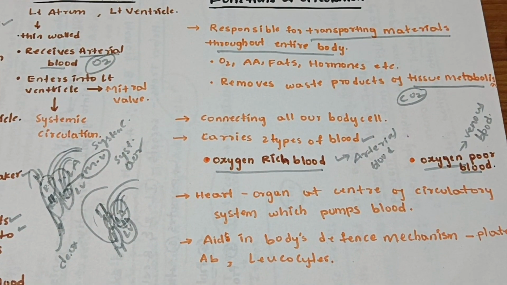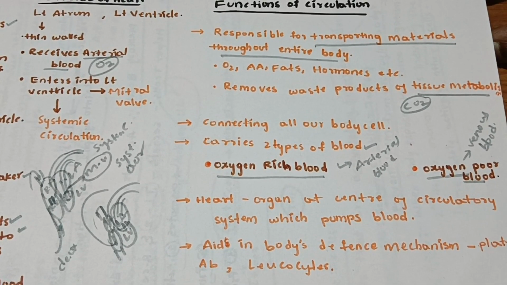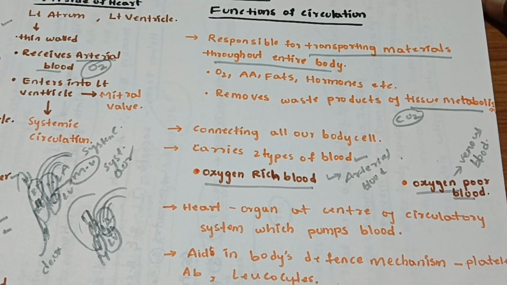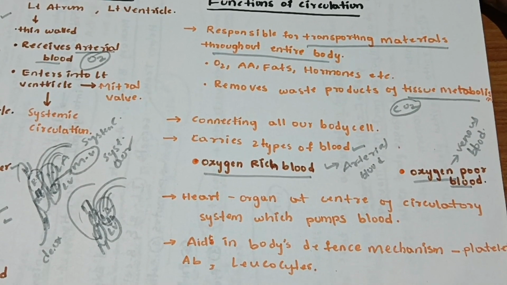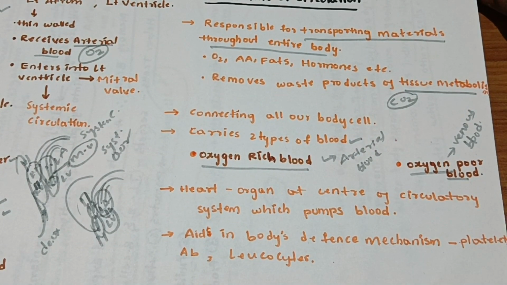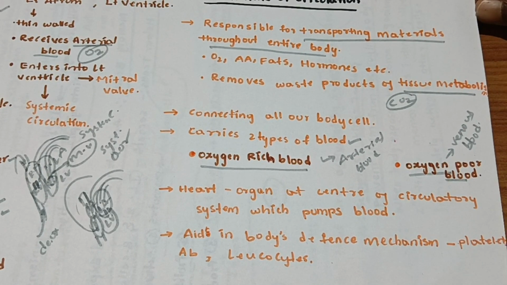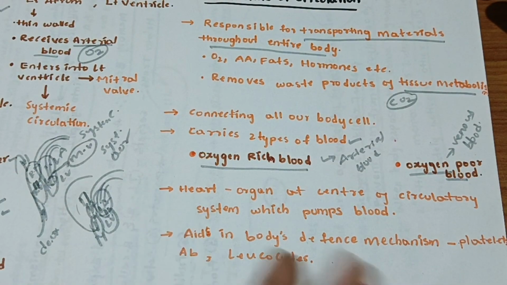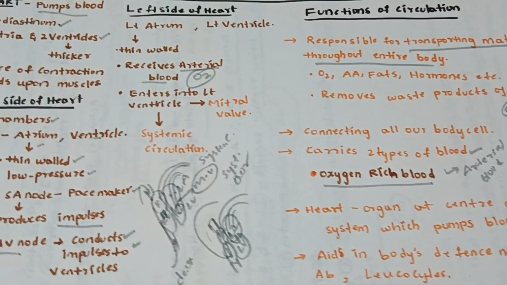Now, the body's defense mechanism. Circulating blood is also involved in the body's defense mechanism. If any infection, antigen or foreign organism enters the body, the blood containing platelets, leukocytes, that is WBC, and antibodies are activated to save the body from the antigen or foreign organism. This is the overview of the cardiovascular system.